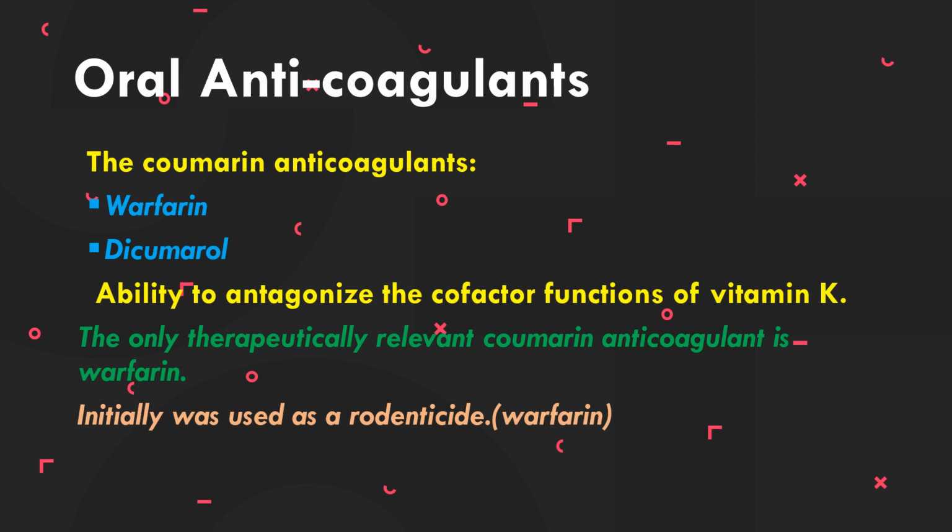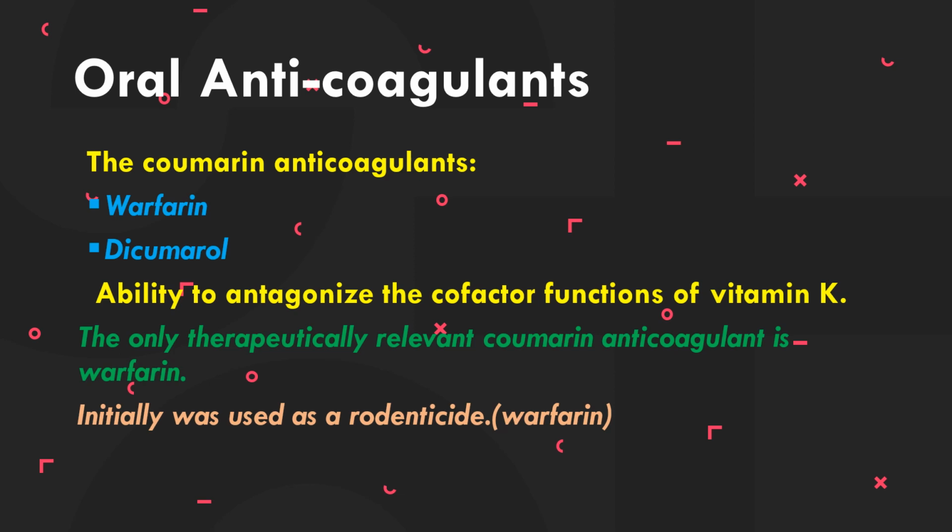Initially, warfarin was used as a rodenticide to kill rats. But what happened? It was seen that when the rats were killed, they had excessive bleeding. So this is how they discovered the mechanism of action of warfarin and used it as an anticoagulant in vivo and then in other human studies. And now it's widely used as an anticoagulant. The first difference is the route of administration of heparin from warfarin.